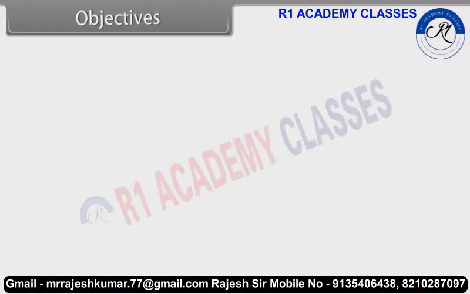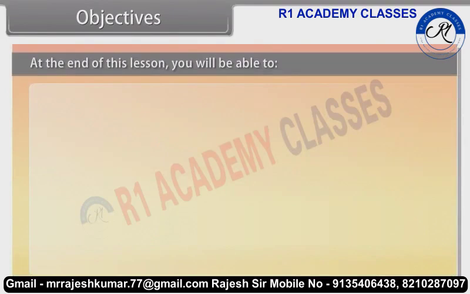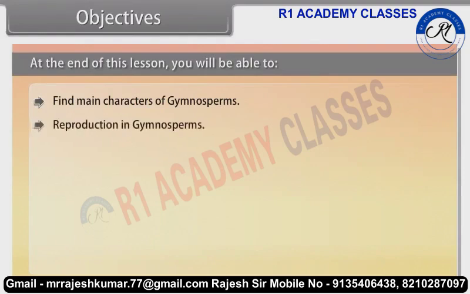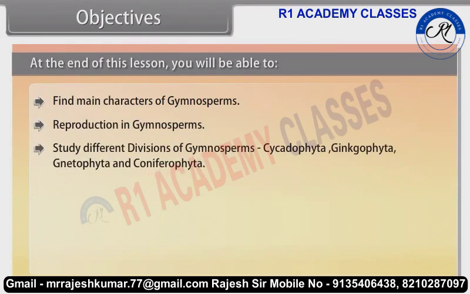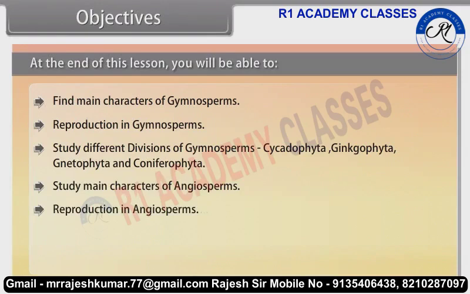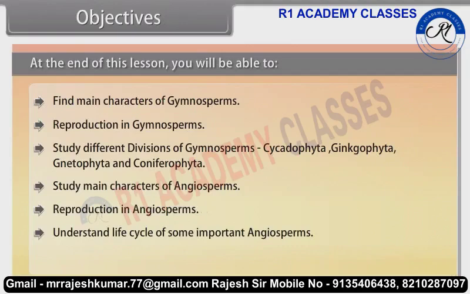Objectives. At the end of this lesson, you'll be able to find the main characters of gymnosperms, reproduction in gymnosperms, and study different divisions of gymnosperms: cycadophyta, ginkgophyta, gnetophyta, and coniferophyta. Study main characters of angiosperms, reproduction in angiosperms, understand the life cycle of some important angiosperms, and study plant life cycles and alternation of generations.